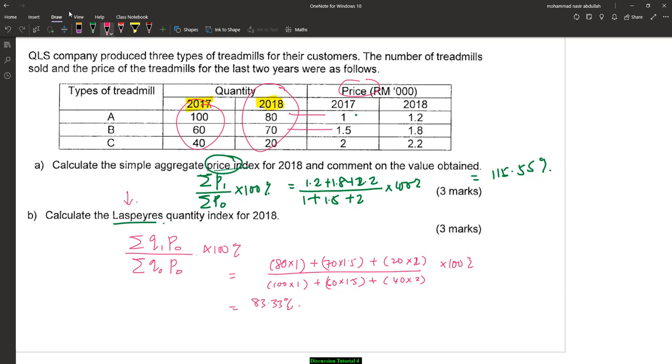So we will get 83.33%. How to interpret? Since it is below 100, we need to do some calculation. 100 minus 83.33, we will get 16.67. So the average quantity has decreased by 16.67% in 2018 as compared to 2017. Okay.